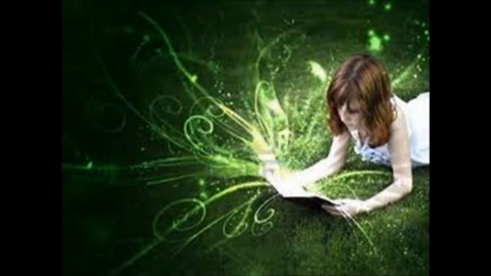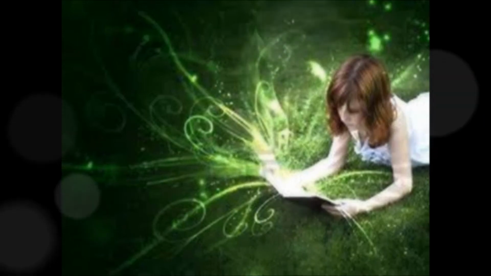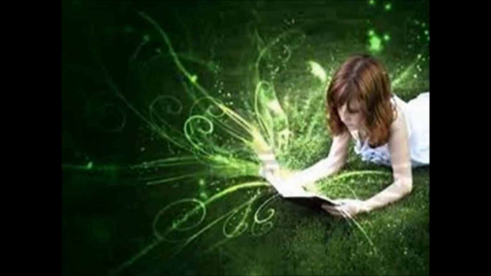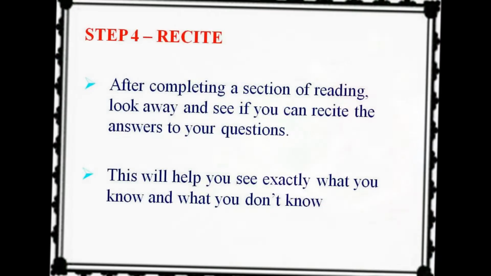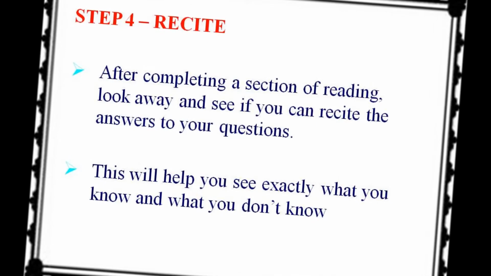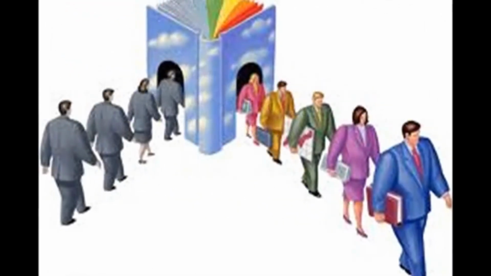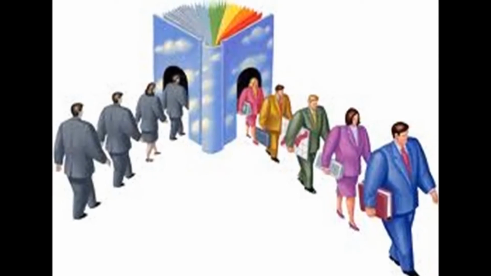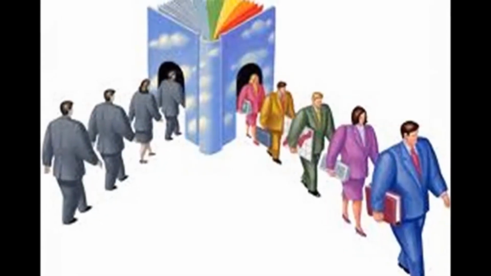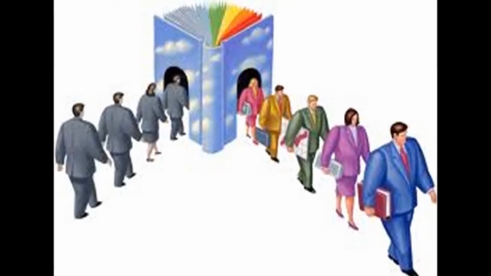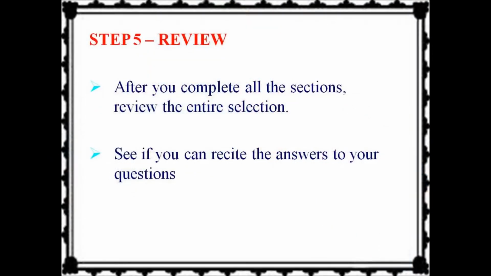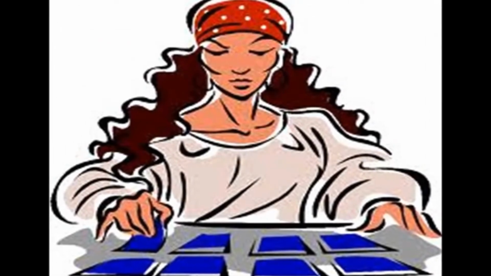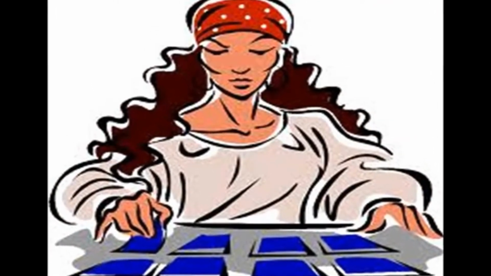The next step is read. As you read, make up more questions. What is the main idea in this paragraph? What are the supporting examples? Then read to find the answers to your questions. The next step is recite. After completing a section of reading, look away and see if you can recite the answers to your questions. This will help you see exactly what you know and what you don't know. The last step is review. After you complete all the sections, review the entire selection. See if you can recite the answers to your questions.